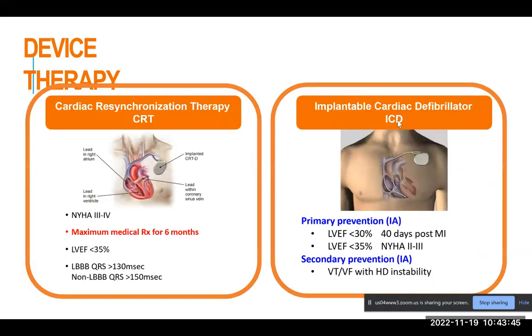Device therapy will be covered by somebody else in a later lecture, but generally CRT and ICD are indicated for NYHA class 3 to 4 with maximum medical therapy for 6 months, EF of 35, and left bundle branch block. And ICD for any patient with EF less than 30%, 40 days post-MI, or EF of 35 with NYHA class 2 to 3. And secondary prevention, of course, for patients with VT-VF with hemodynamic instability.